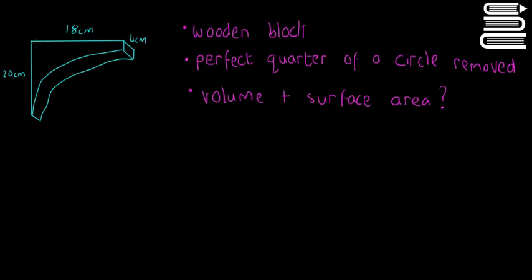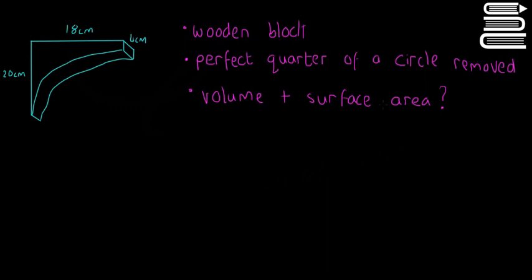There used to be a wooden block, so a big perfect wooden block. Then a perfect quarter of a circle was removed from it. So this curve here should represent a quarter of a circle. Obviously the diagram doesn't show it, but just pretend that it's a perfect quarter of a circle. It's asking us for the volume of what's remaining and the surface area of what's remaining.